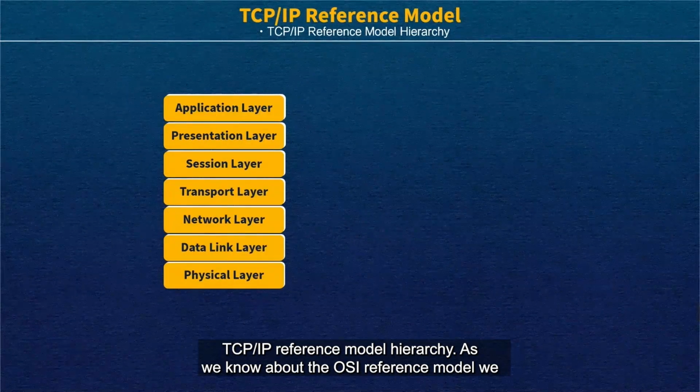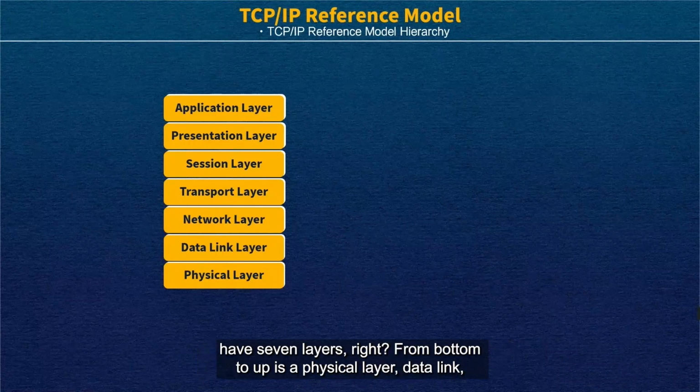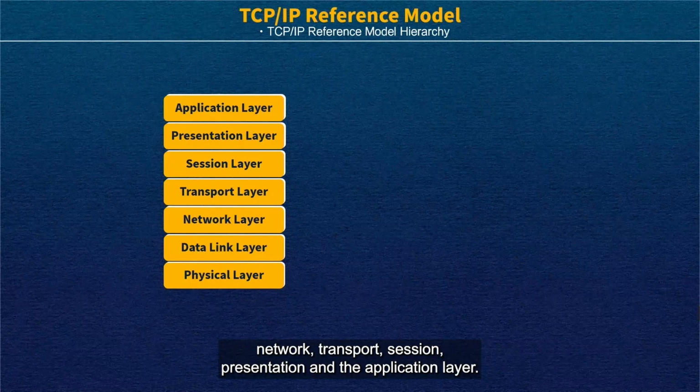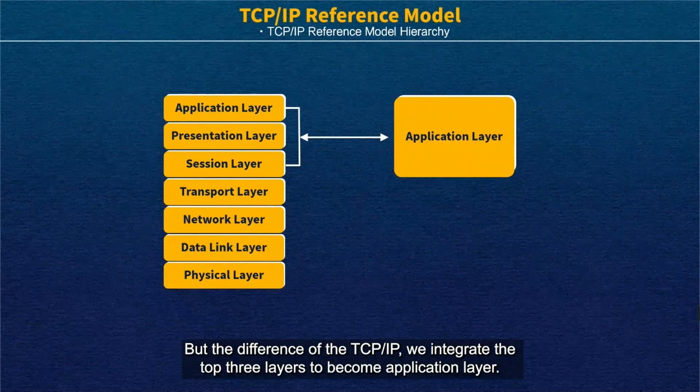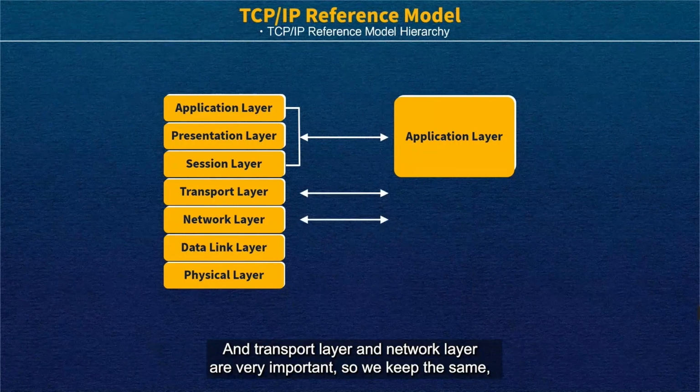As we know, the OSI reference model has 7 layers, right? From bottom to top: the physical layer, data link, network, transport, session, presentation, and the application layer. But the difference in TCP/IP is that we integrate the upper 3 layers into the application layer. And the transport layer and network layer are very important, so we keep them the same.